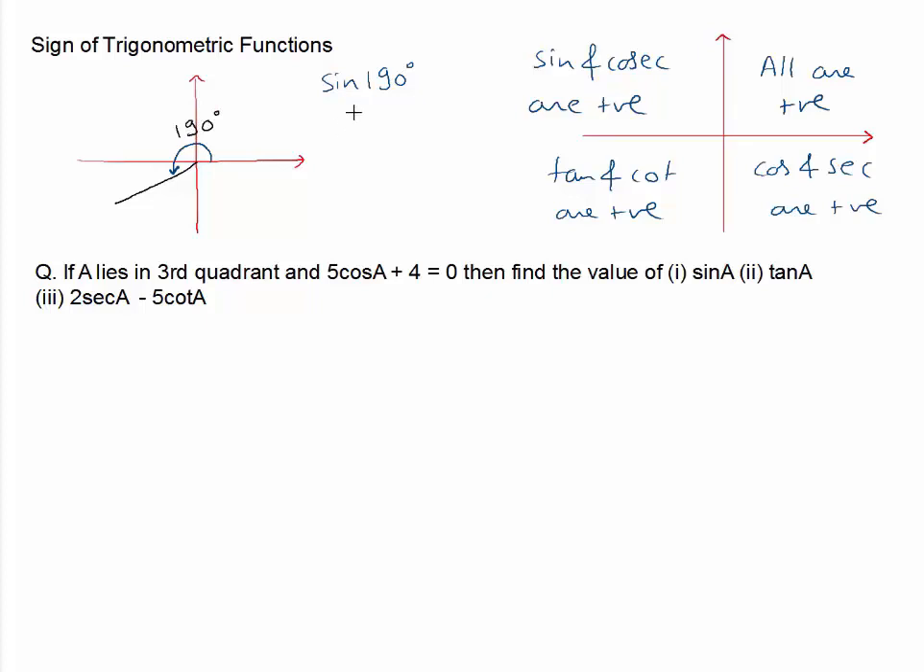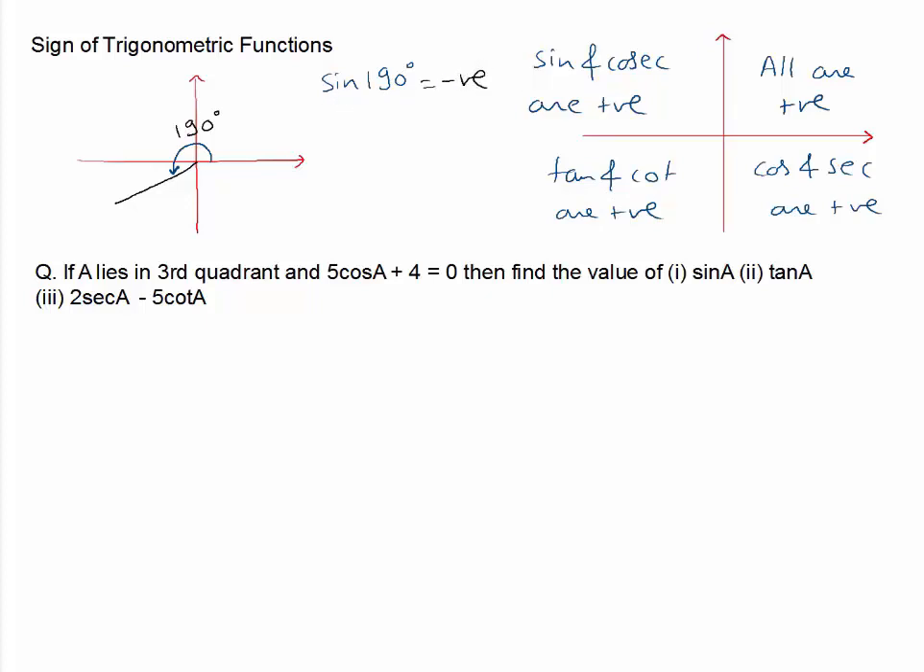Now when it is asked whether sine of 190 degree would be positive or negative, we will see where the 190 degree angle will lie. So that's in the third quadrant. Now in the third quadrant only tan and cot are positive, so therefore sine would be negative.